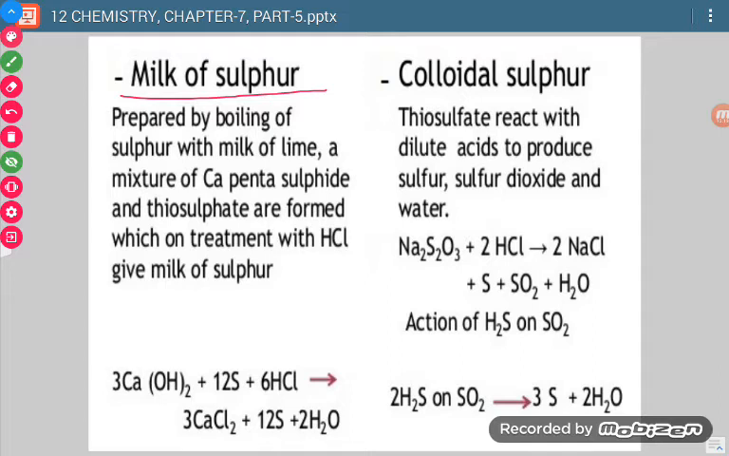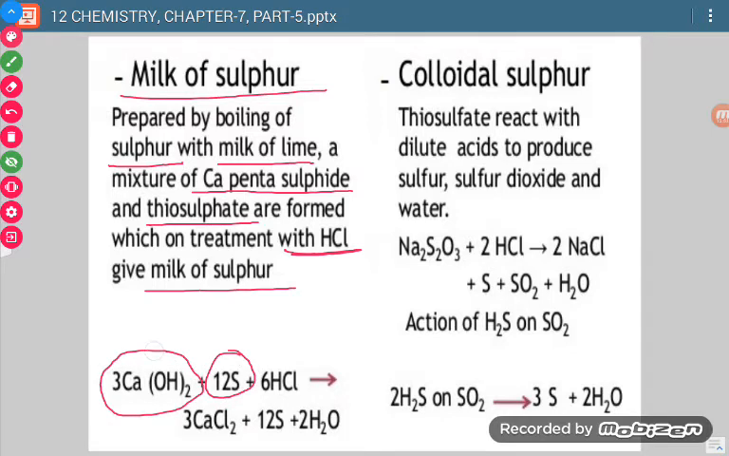Now how is it obtained? It is prepared by boiling sulfur with milk of lime. First of all, we take calcium hydroxide and heat it with sulfur. Then it results in the formation of calcium pentasulfide and thiosulfate. These two things will be formed. Now this mixture is treated with HCl and there is formation of milk of sulfur. So ultimately we heat sulfur with lime water and then add acid, which results in milk of sulfur.